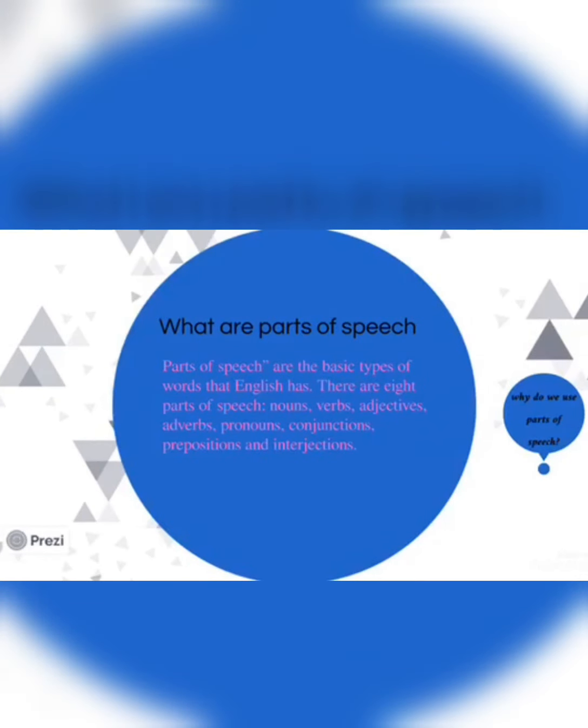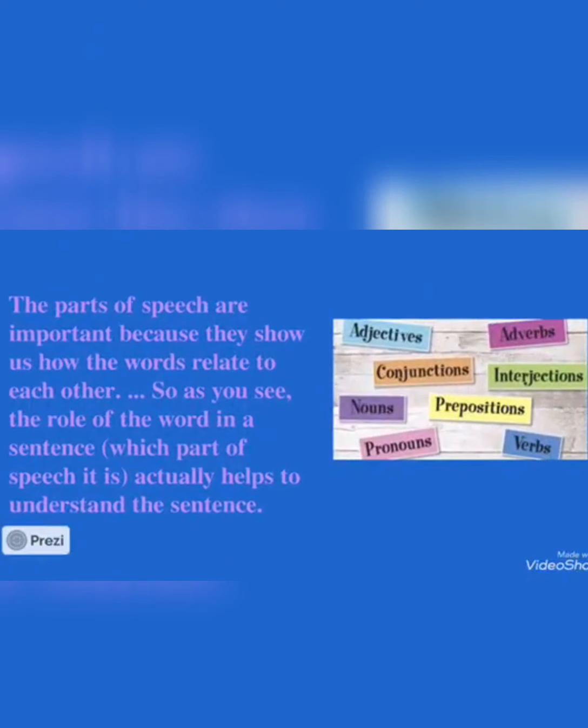What are parts of speech? Parts of speech are the basic types of words that English has. There are 8 parts of speech: nouns, verbs, adjectives, adverbs, pronouns, conjunctions, prepositions, and interjections. The parts of speech are important because they show us how the words relate to each other. So as you see, the role of the word in a sentence, which part of speech it is, actually helps to understand the sentence.